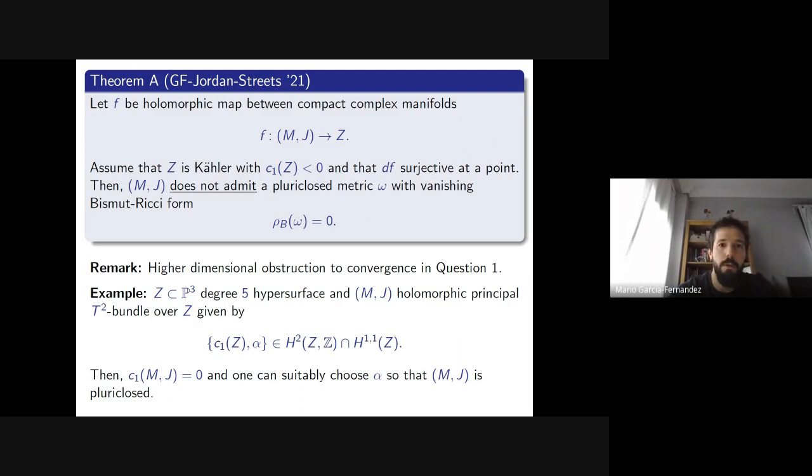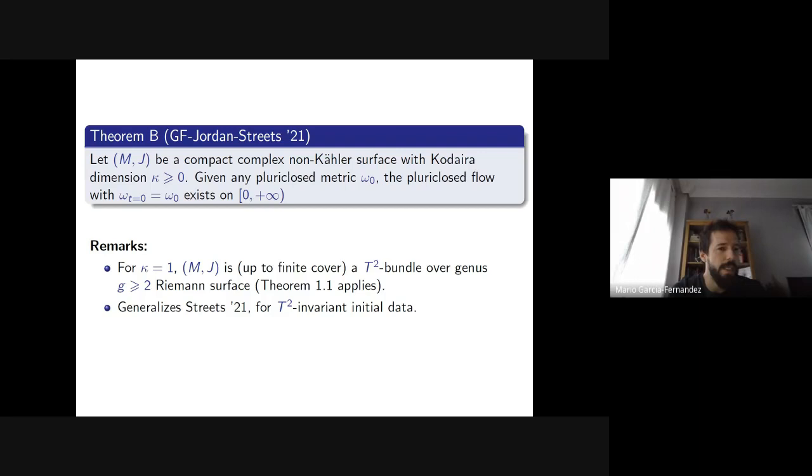Okay, so let me go for the next result I wanted to comment on. So theorem B is about long time existence of the pluriclosed flow for a suitable class of non-Kähler manifolds, those which have non-negative Kodaira dimension. The Kodaira dimension has to do with the dimension of the space of holomorphic sections of powers of the canonical bundle. But let me not go into that, it's just some condition on the complex structure.